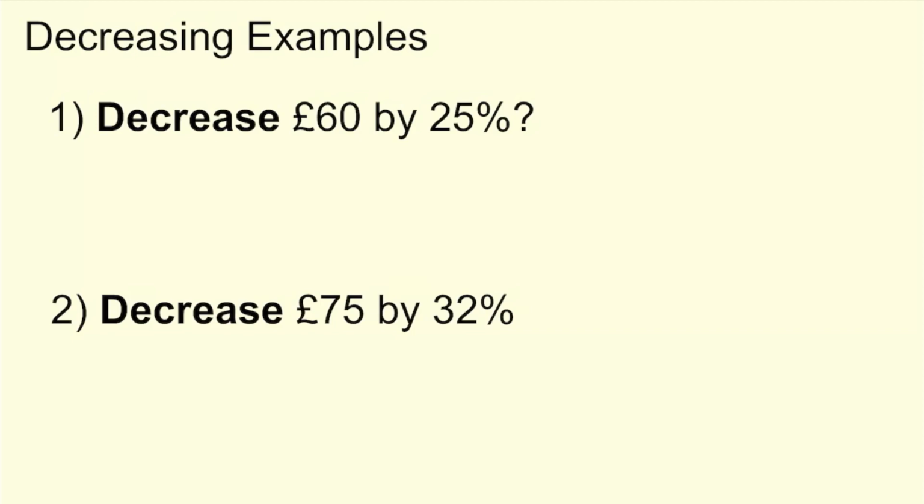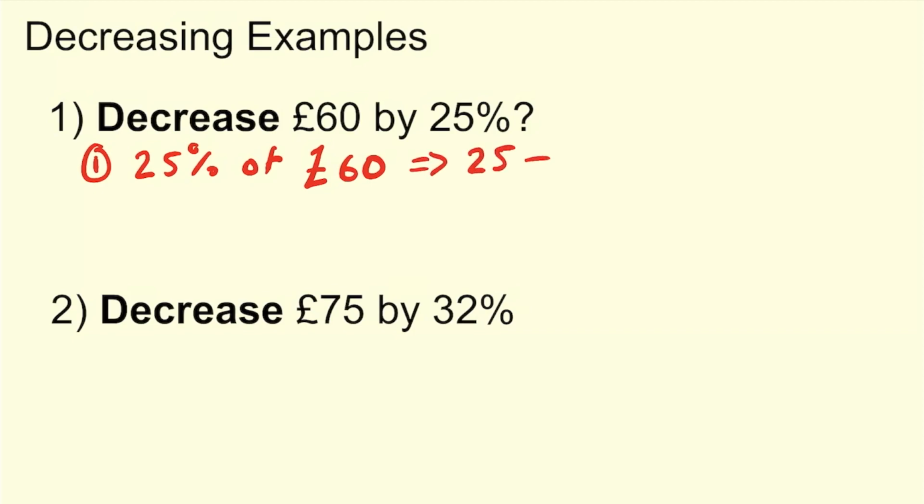Let's look at examples associated with decreasing by a particular percentage. So we're going to decrease £60 by 25%. So similar to the first one, let's first of all find out 25% of £60. So 25% of £60 is the same as 25 divided by 100 multiplied by 60. Gives us £15.